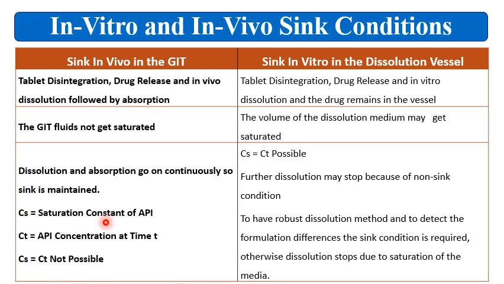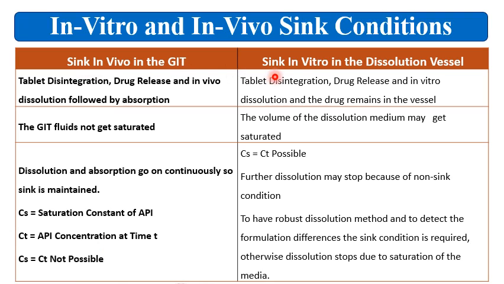Cs is the saturation constant of the API, Ct is the API concentration at time t, and in vivo Cs will not be equal to Ct, and it is not possible that Cs will become equal to Ct. That's why the sink condition is maintained in vivo.